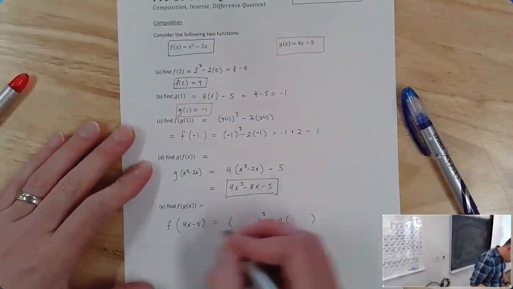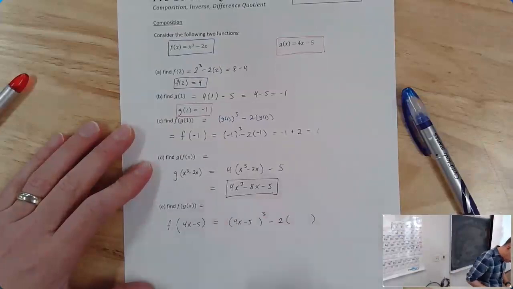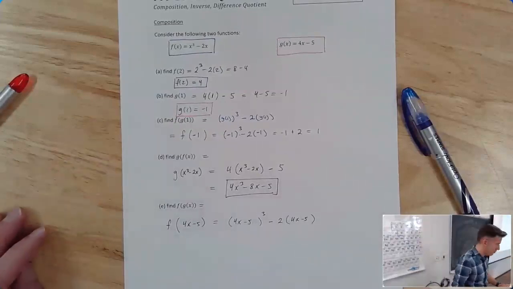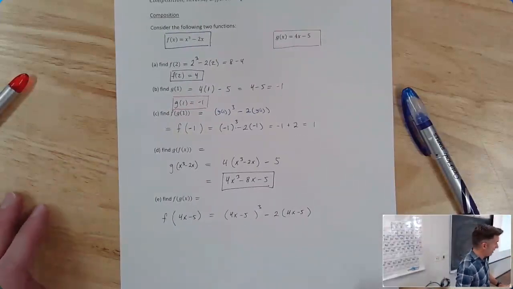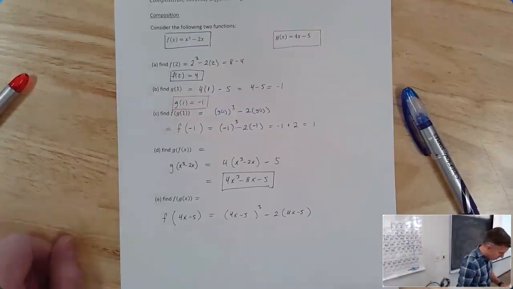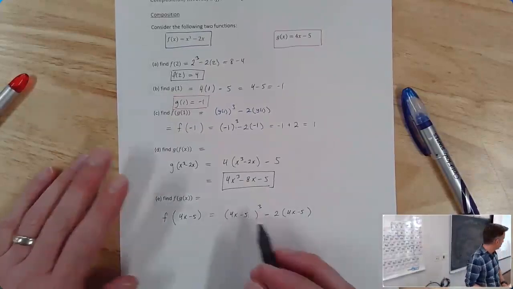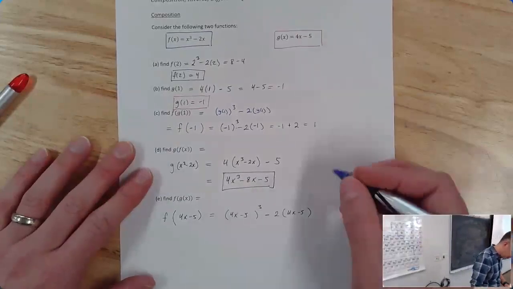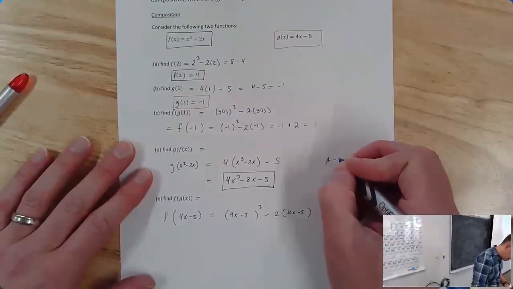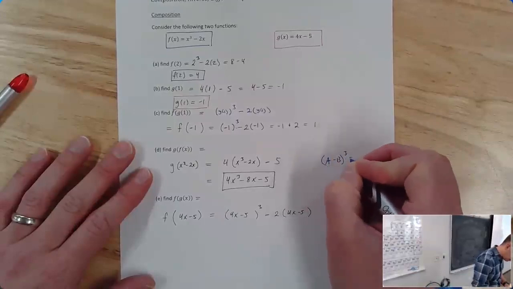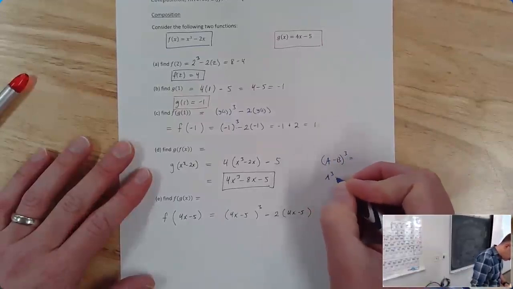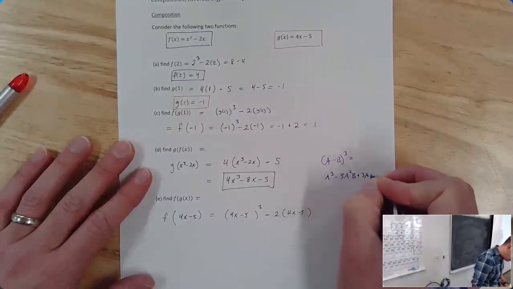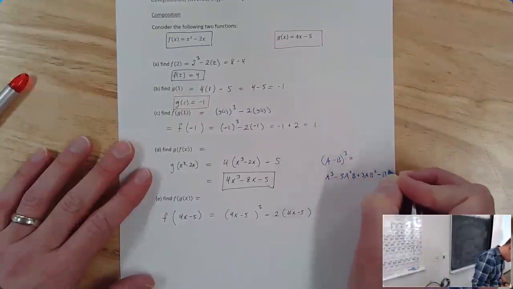Here I'm going to have 4x minus 5 cubed minus 2 times 4x minus 5. And here's a place where I would probably prefer not to multiply it out because it's kind of a pain. But we're going to multiply it out anyway. So when you multiply something like this cubed, I think we've talked about cubes before. For example, just so everyone knows, a minus b cubed is just a cubed minus 3a squared b plus 3ab squared minus b cubed.